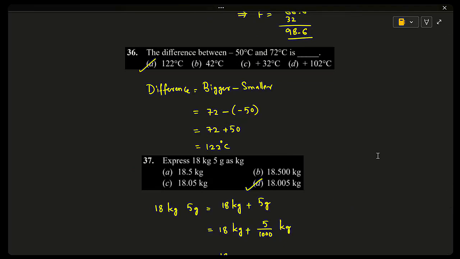See, difference means what? Always we have to subtract smaller one from bigger one, right? So there are two values given. One is minus 50, another one is 72. Which is bigger or which is greater? 72. Definitely 72. Positive one is always greater than the negative one. So from 72, we need to subtract minus 50. So minus of minus is going to be plus, right? Yes, sir. So the final answer is going to be 122, that is their difference.